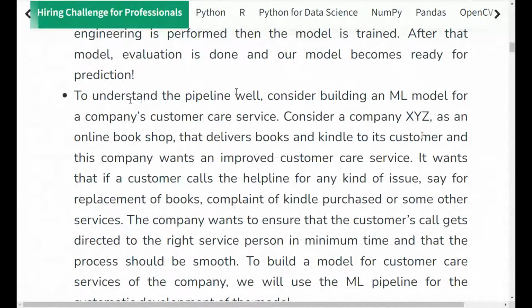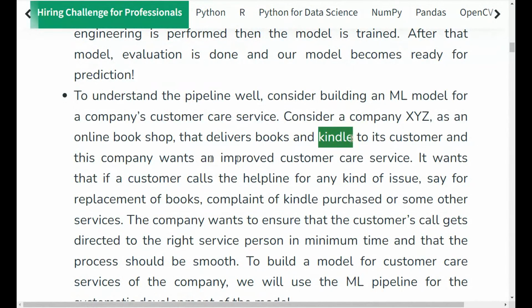So they have taken a first step called problem. They defined a problem. Let's understand that. Consider building an ML model for a company's customer care service. Consider company XYZ as an online bookshop. That XYZ is Amazon, which delivers books and Kindle as a tab to its customers as a business.